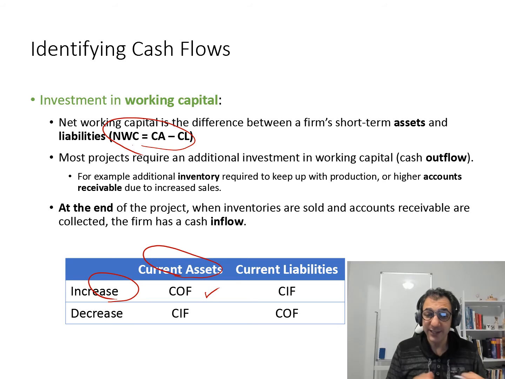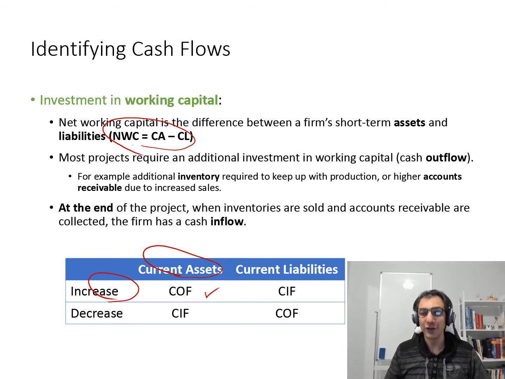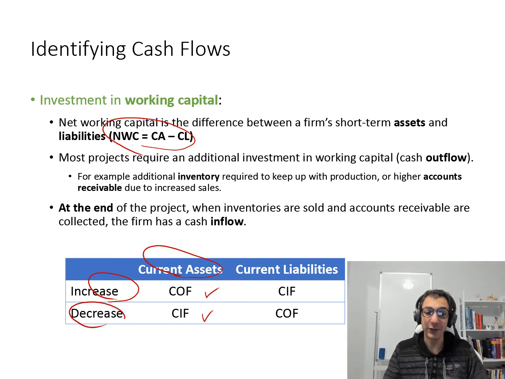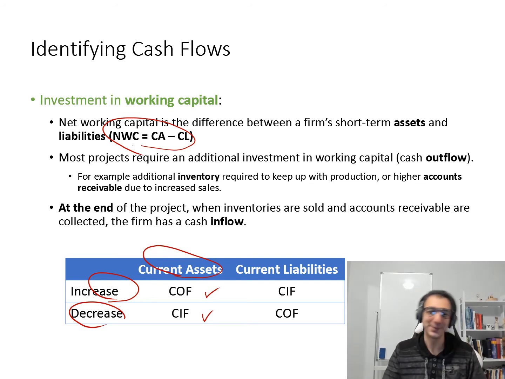The opposite case can happen when the current assets are going down. For example, you're selling your inventory. The inventory is going down, but from the cash perspective, that's a cash inflow. So any decrease in current assets is a cash inflow. Again, be careful, you're in the shoes of the cash. You're talking from the cash perspective.